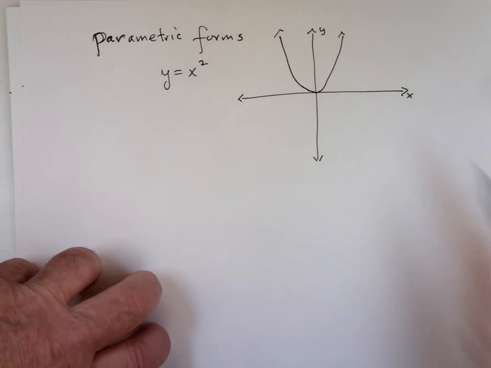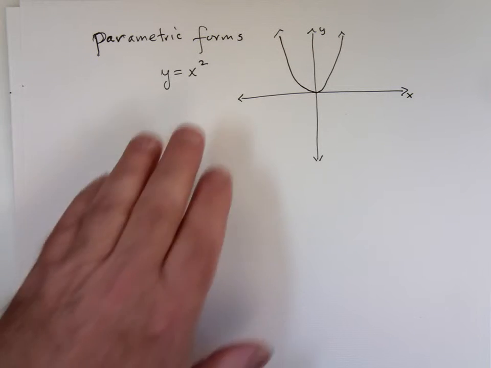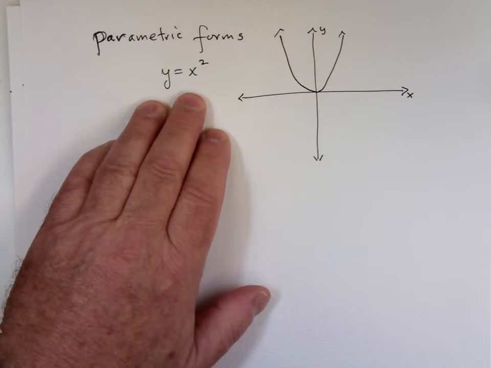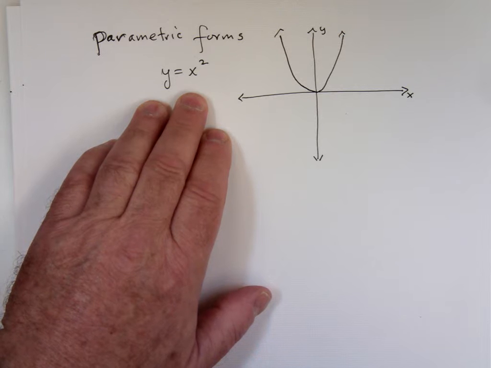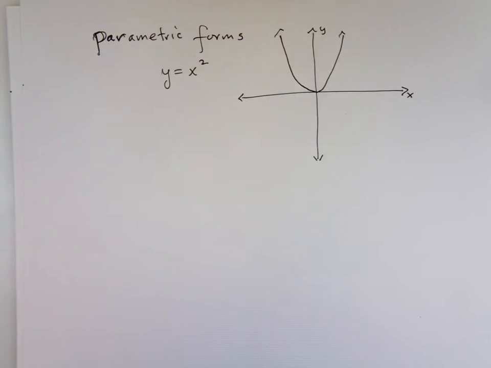And this is a static set of points. It's a set of ordered pairs, okay? It's all the ordered pairs in the plane where y is equal to x squared. There's no sense of direction here or movement, okay? We can impose that on that relationship by expressing it in terms of another variable called the parameter.